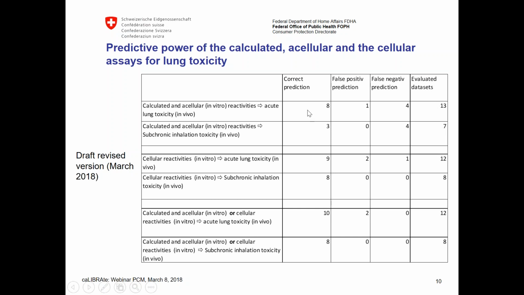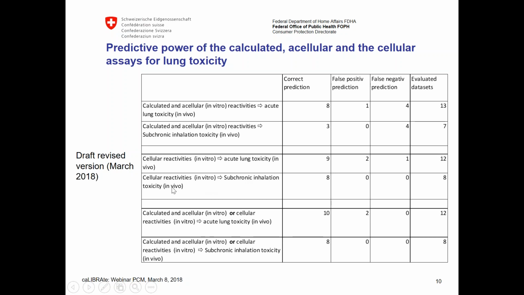And what you see here, the correct predictions are not very high. That's 8 out of 13. Here it's 3 out of 7. And what is annoying, of course, is that you will get quite a lot of false negative predictions. If you change now to the cellular reactivities, this is quite different. Here for the acute lung toxicity, it's 9 out of 12 that are correct predictions. In one case, there is still a false negative prediction.